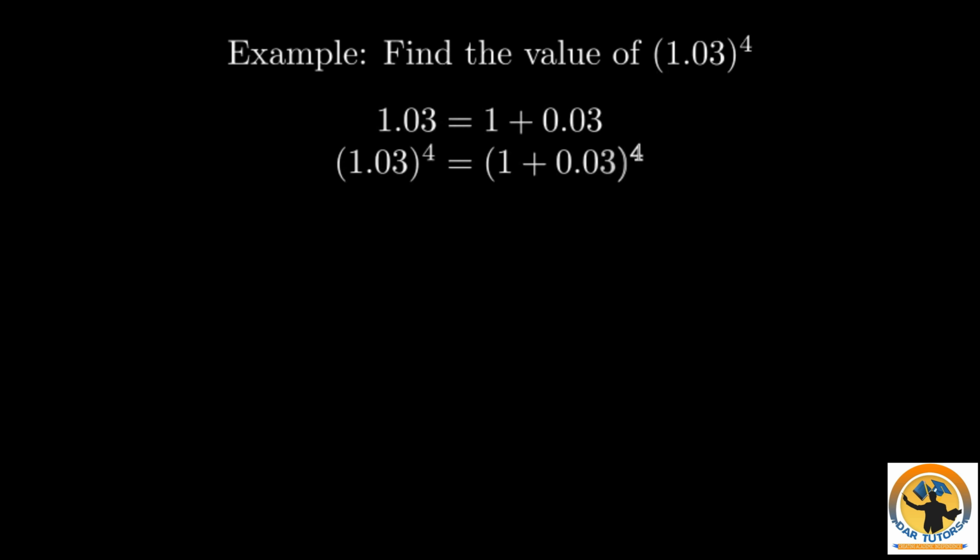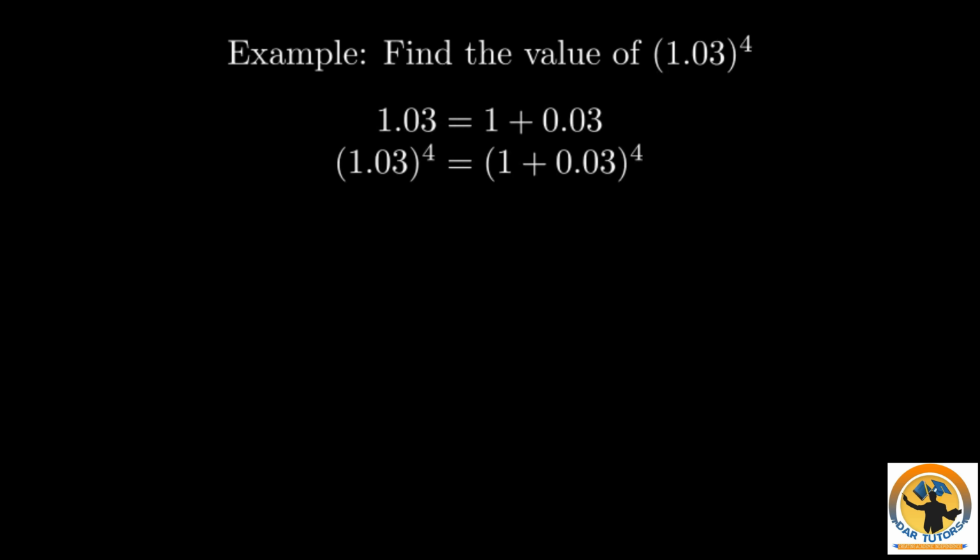The binomial theorem is also incredibly useful for approximating values. Let's use it to find the value of 1.03 to the power of 4. We want to calculate 1.03 to the power of 4. The key is to rewrite the number in the form 1 plus x. We can write 1.03 as 1 plus 0.03, so we are expanding (1 plus 0.03) to the power of 4.